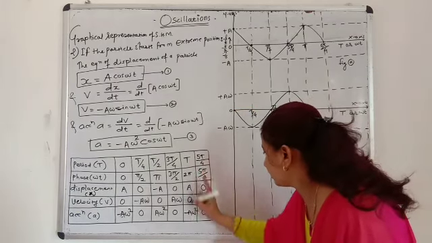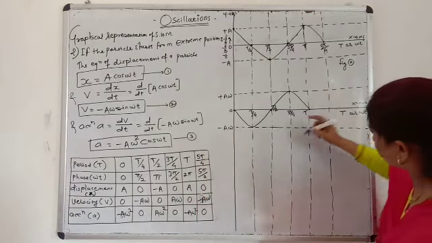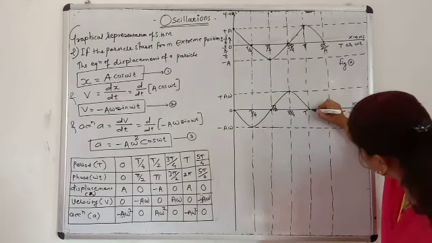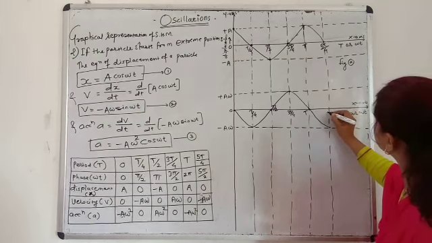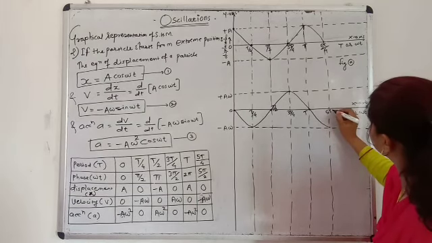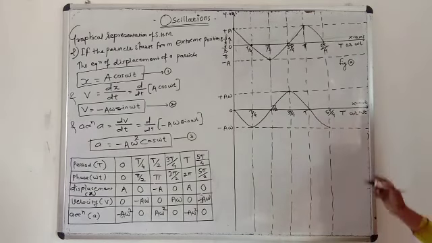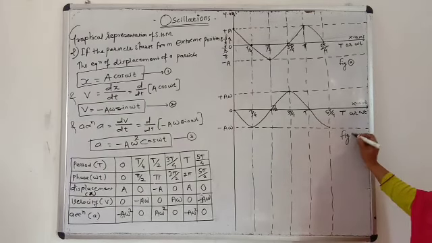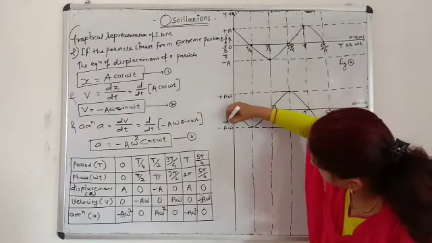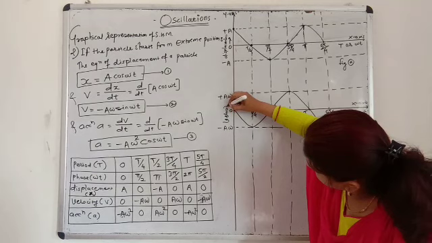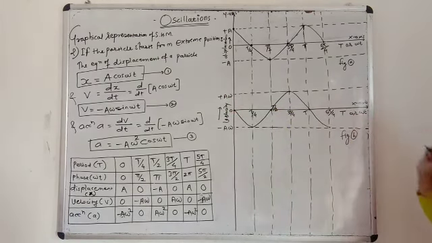And then for the 5T by 4, the velocity becomes minus A omega. So minus A omega is there. Okay. This is 5T by 4. This phase is 5T by 4. This is the graphical representation. This is the figure B. This figure B shows the graphical representation between velocity and periodic time.